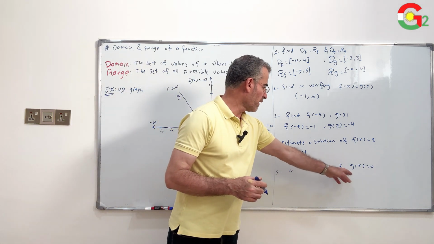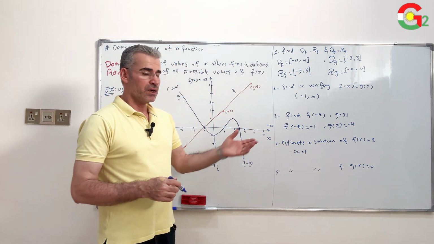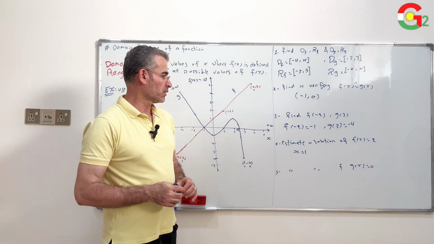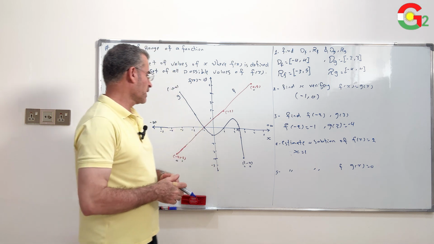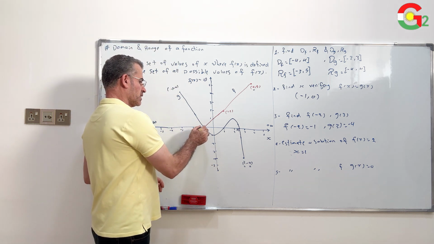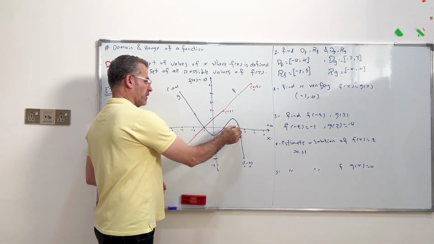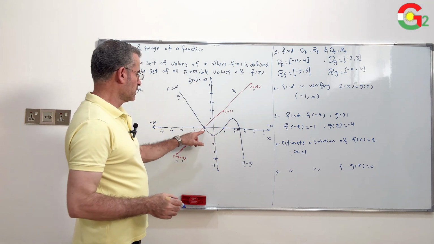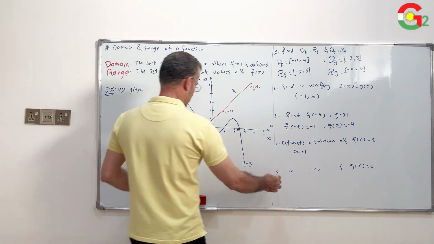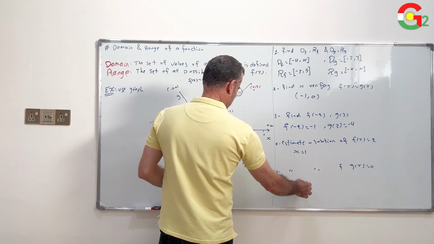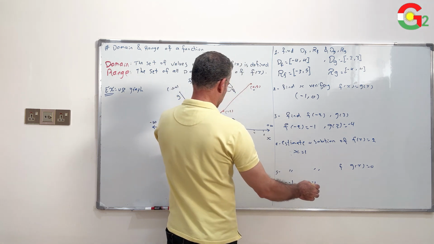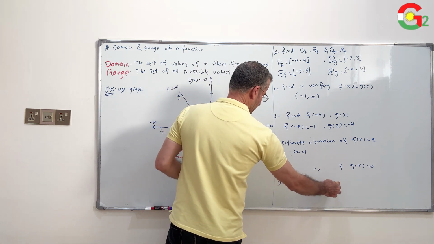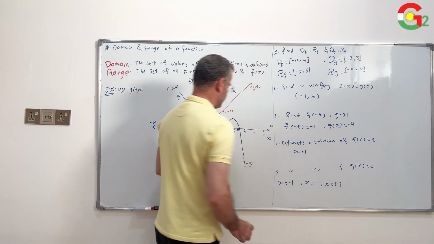Estimate the solution of g of x equal 0. What is the value of x that makes g of x zero? It is the intersection point of the function g with the x-axis. We have three intersection points: x equal -1, x equal 1, and this point x equal 2.3.